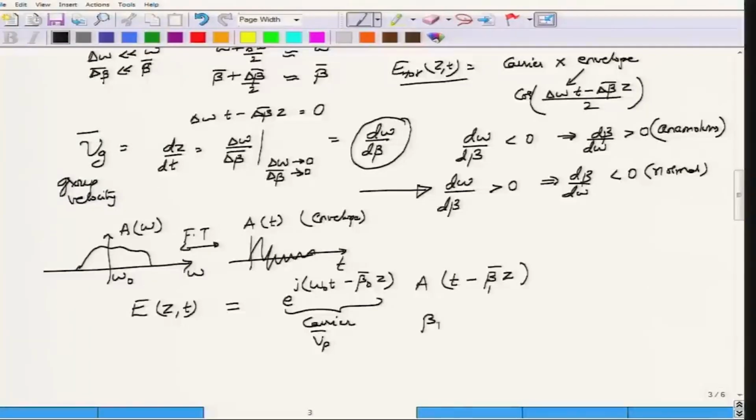Now, what is beta 1 bar? Beta 1 bar is the shorthand notation for del beta, which implies that beta can be a function of omega as well as other parameters. So, this would be del beta by del omega evaluated at omega 0, and this is equal to 1 by V g bar. Remember, V g bar is d omega by d beta. So, d beta by d omega is 1 by V g bar, and the velocity of this one would be the group velocity, and the delay will be the group delay. Delay is 1 by V g bar. Okay. This would be the group delay, and the envelope arrives at a later time, which is determined by the group delay.